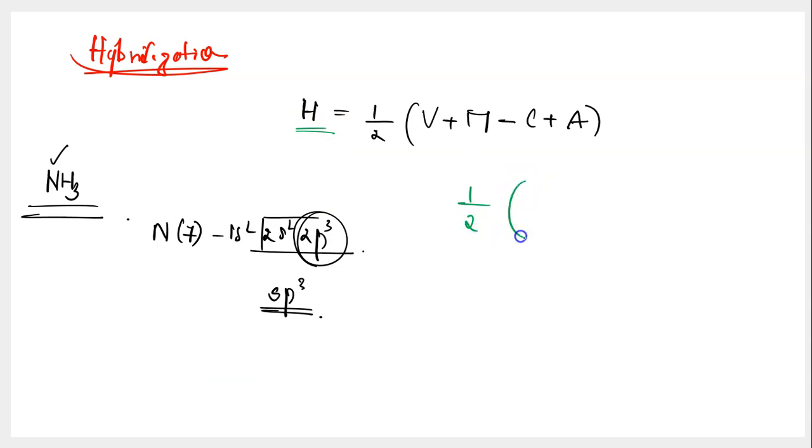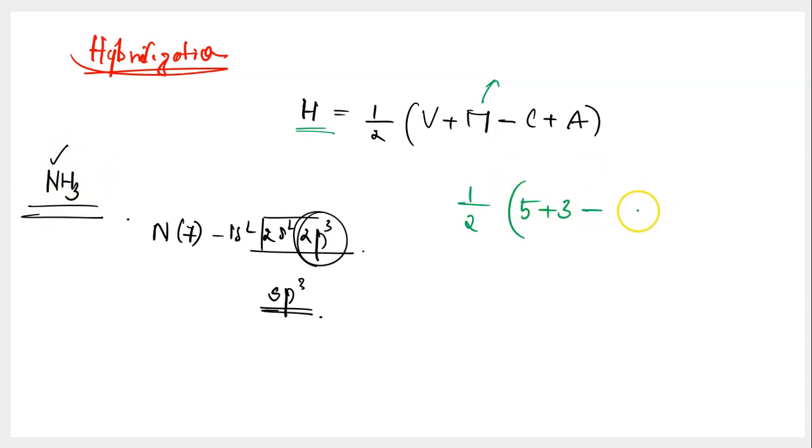It is half into the number of valence electrons in nitrogen, which is the central atom of ammonia. And here I see there are totally 5 valence electrons plus the number of monovalent atoms around the central atom, which is nitrogen. Monovalent atoms refer to what? The atoms which are connected to the central atom with valency 1. So here you see 3 hydrogens and the valency of hydrogen is 1. So hydrogen is monovalent. I see 3 hydrogens. So M is equal to 3 over here.